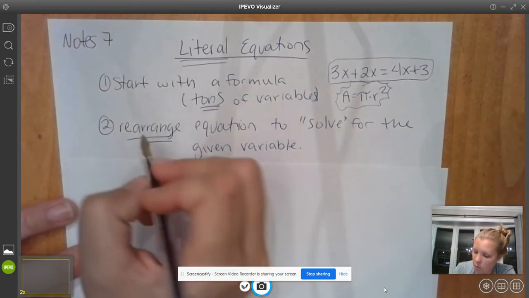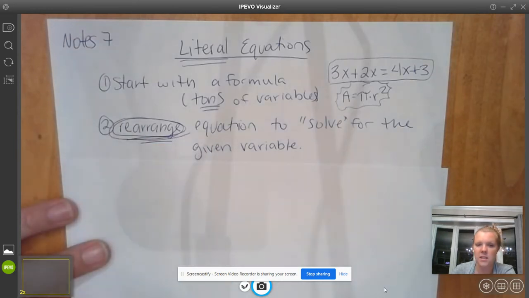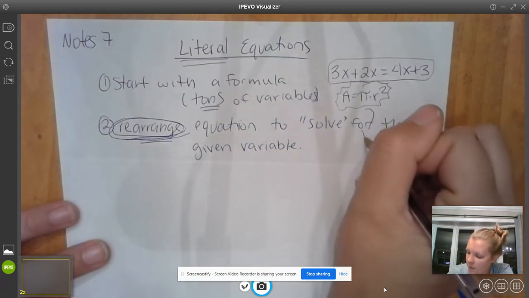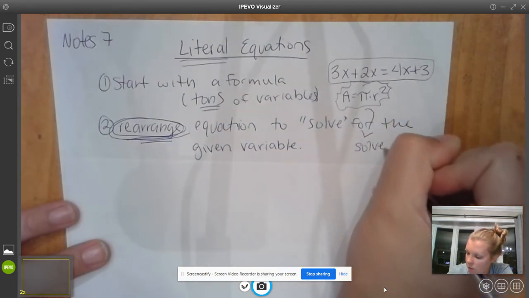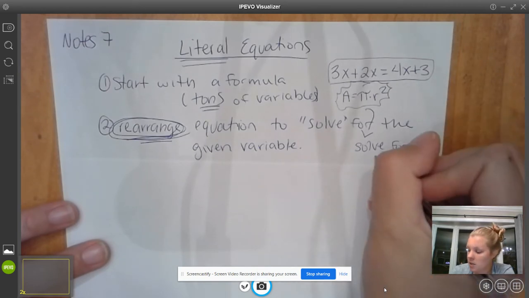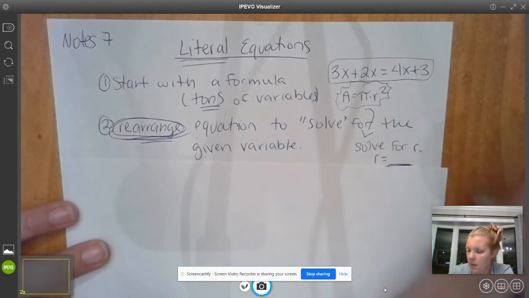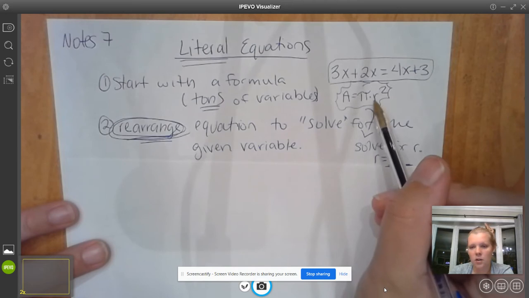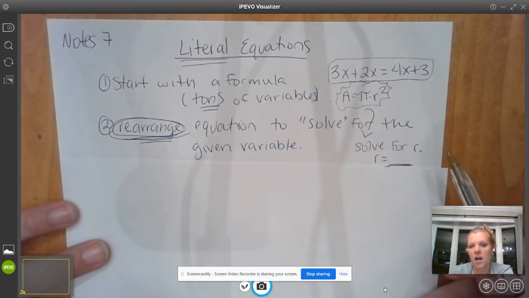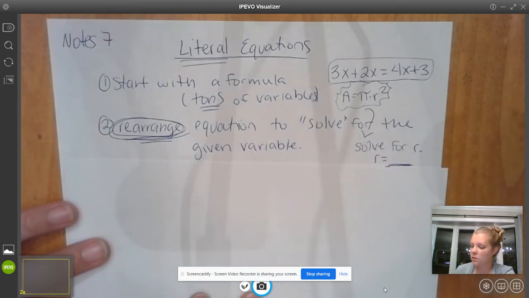And some students feel overwhelmed when they're asked to solve, but all we're doing is rearranging. That's the key. We're rearranging the equation to solve for the given variable. And what I mean by given variable is if I have this problem, it would say solve for r. And our job then is going to be to change the equation to say r equals something. And so we're just going to take the parts that are with r and we're going to move them to the other side. So we're just rearranging the equation. That's what it means to solve a literal equation.